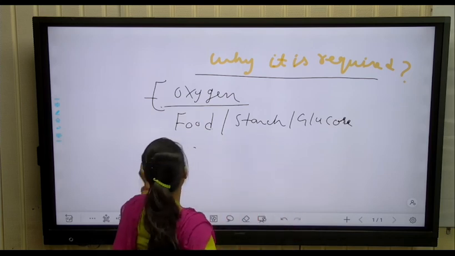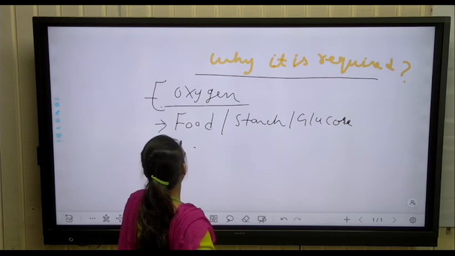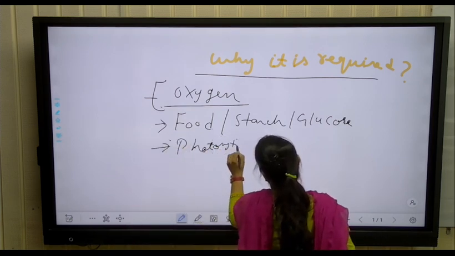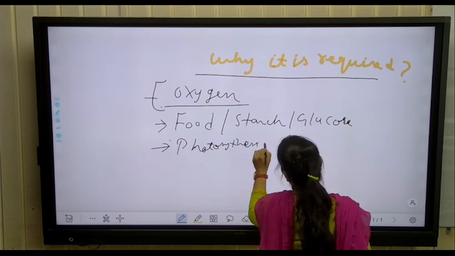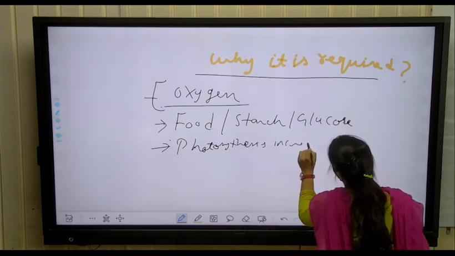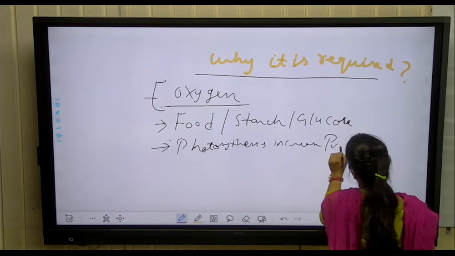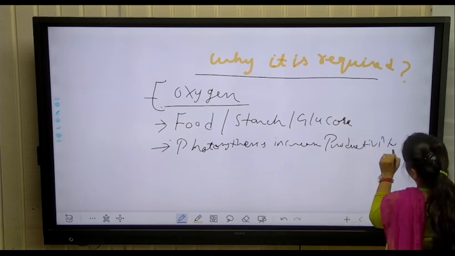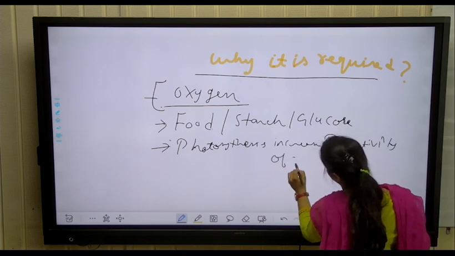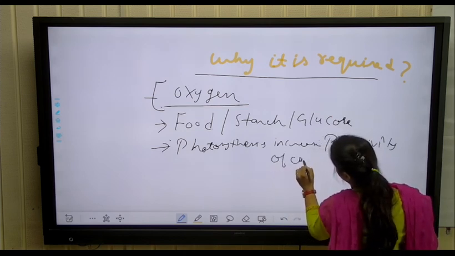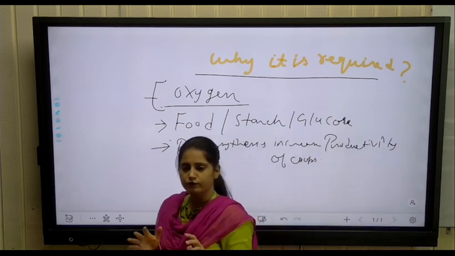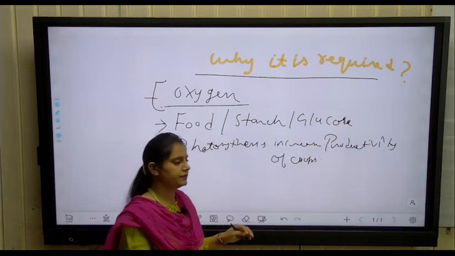Next, the third thing is that photosynthesis increases productivity of agricultural crops. It means if there is more photosynthesis, there is more food production and there is more yield of the crop.